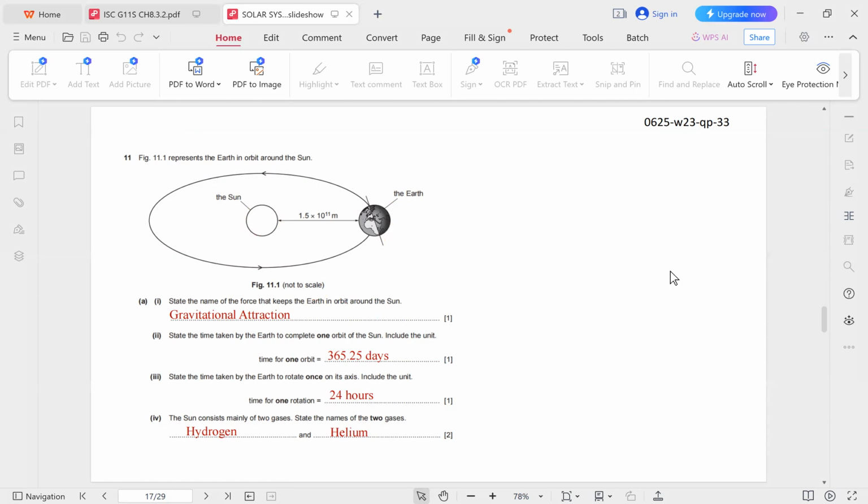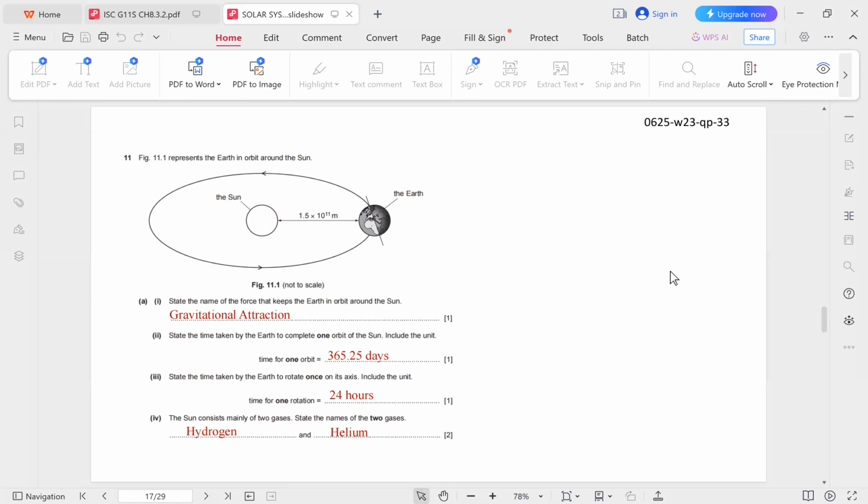But anyway, the Sun, as a very large object, attracts the Earth towards it. And this is why the Earth is rotating in a circular orbit around the Sun, or an elliptical orbit around the Sun. So gravitational attraction would be the correct answer here.